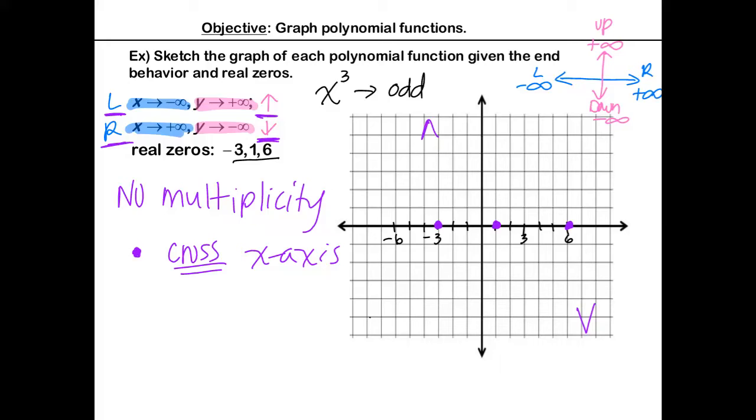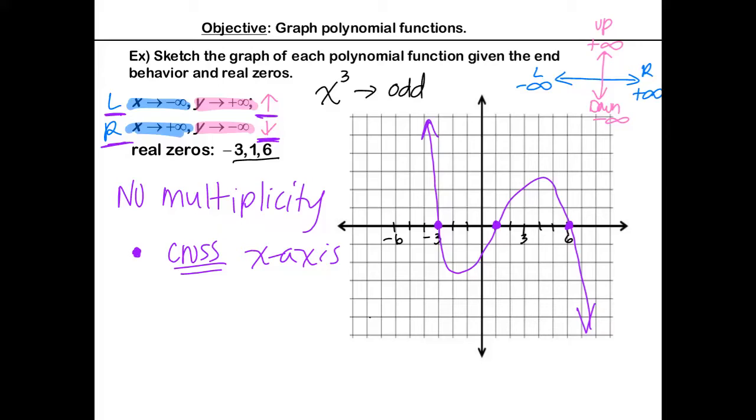And then the last thing you want to do is connect everything from left to right. So I'm going to start at the top. And then I'm going to cross the x-axis all 3 times because I have a regular dot. So I'm going to cross, cross, cross, and end up at the bottom. This part right here doesn't really matter how far up or how far down you go. The important part for the lesson is to sketch it, connecting the zeros correctly, okay?